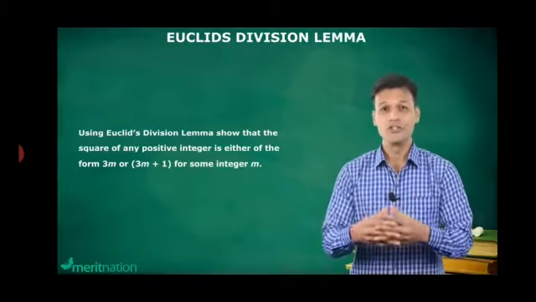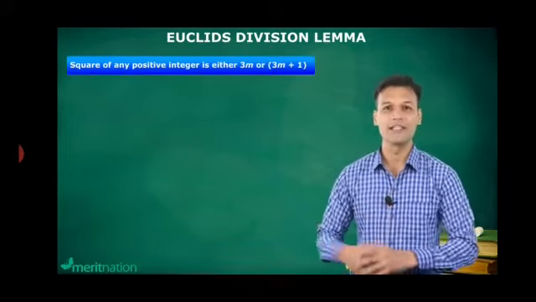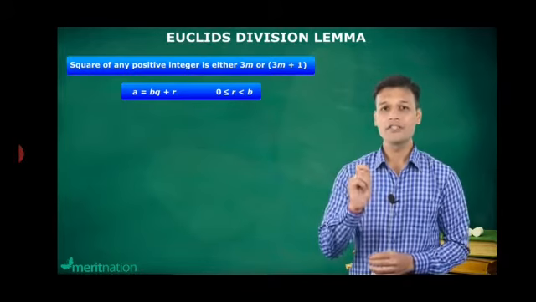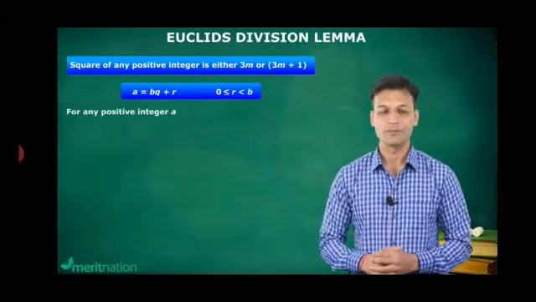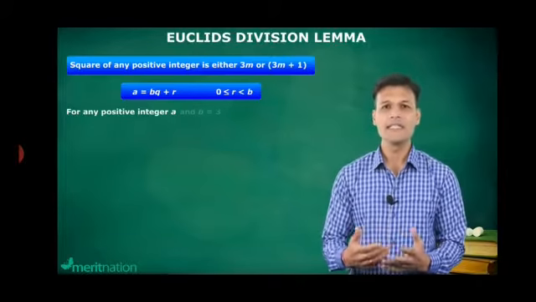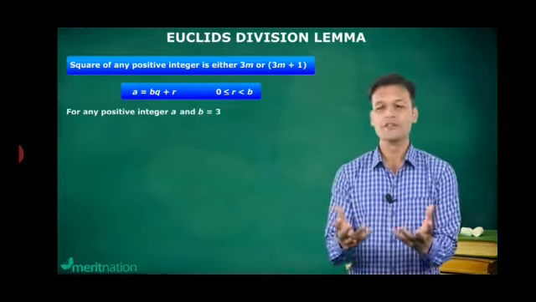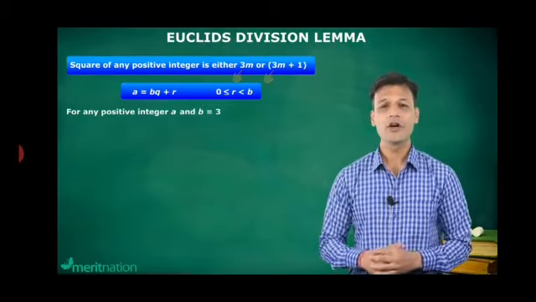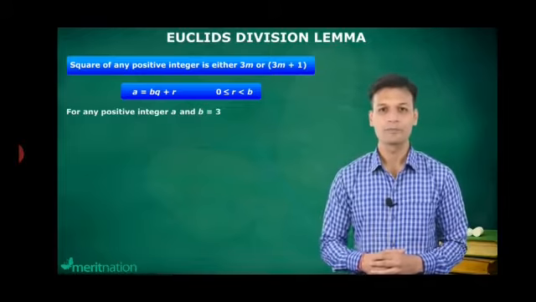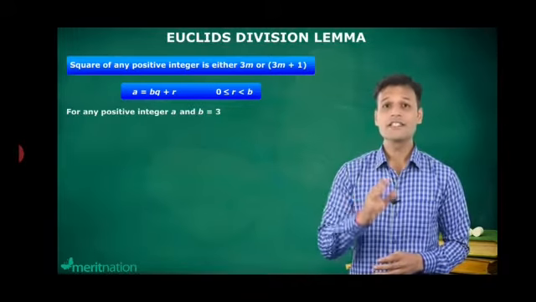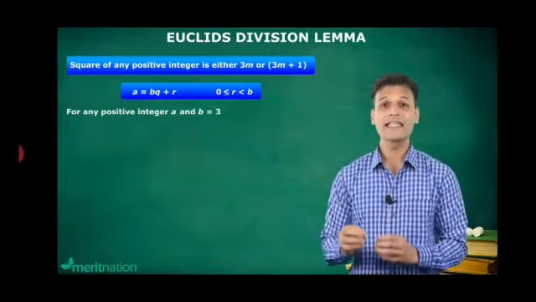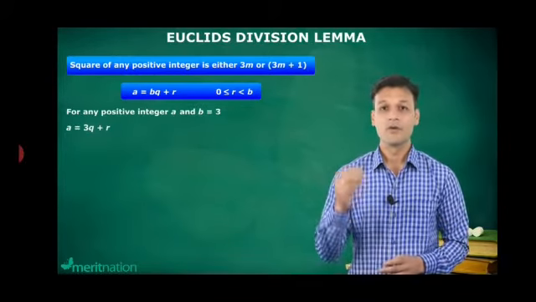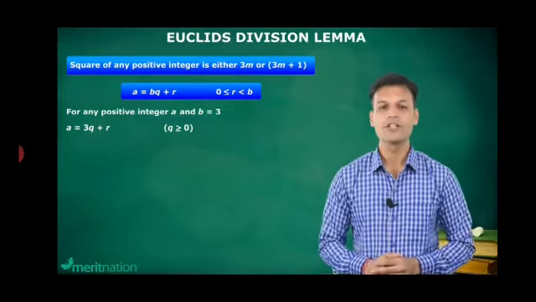Now here we have to use Euclid's division lemma, so let's write it down. Now in this, we're going to assume a to be any positive integer and let us say b is 3. We usually assume the value of b either to be the number being given over here or one of its factors. Now based on Euclid's division lemma, we can write a as 3q plus r, where q has to be greater than or equal to 0.